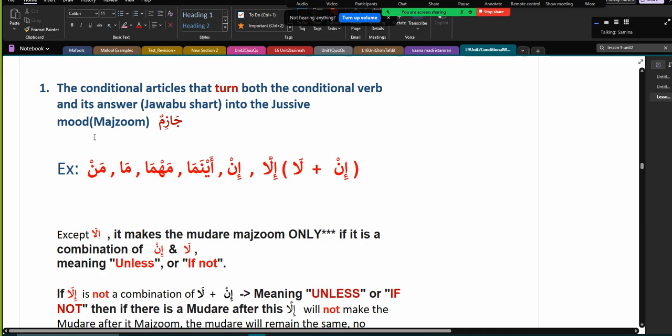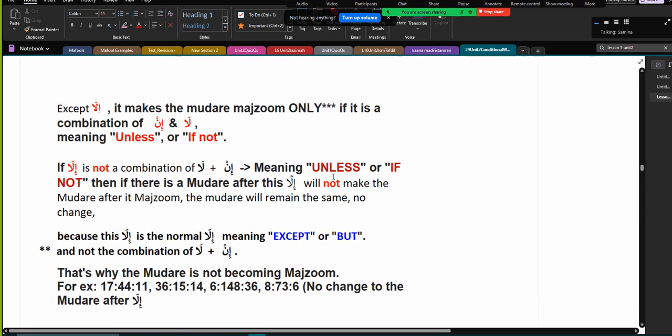So the conditional articles that turn both the conditional verb and its answer, that is jawabu shart, into jasif mode are called jazim conditional articles. They are man, ma, mahma, aynama, in, and illa, that is in plus la. Except illa, it makes the mudari madzum only if it is a combination of in and la, and the meaning would be unless or if not. If illa is not a combination of in and la, then if there is a mudari after this illa, it will not make it madzum. It will remain the same.